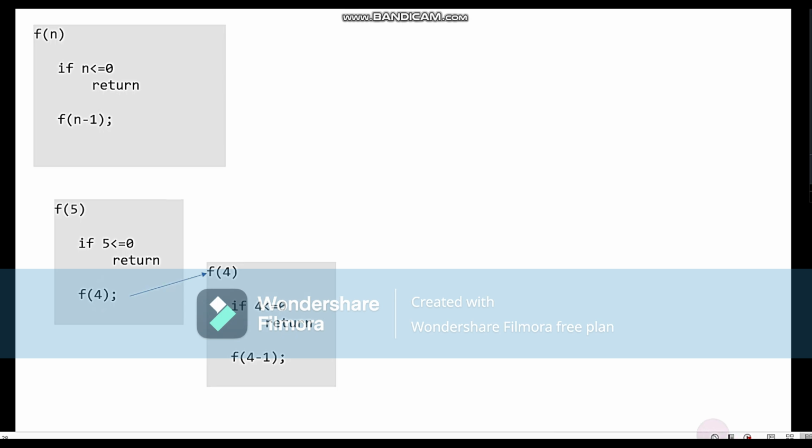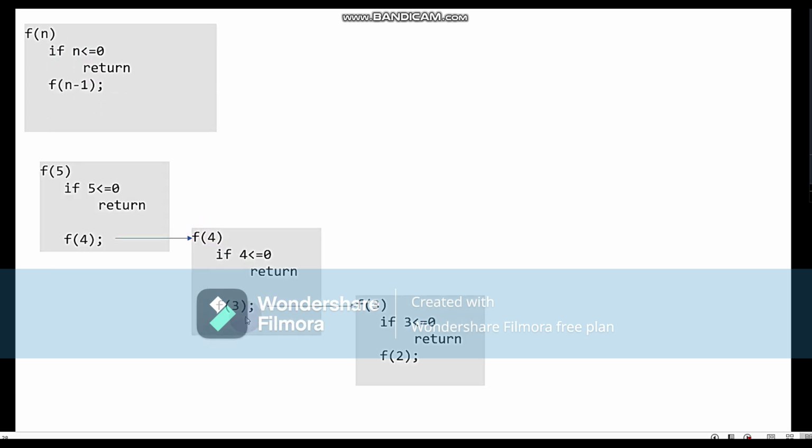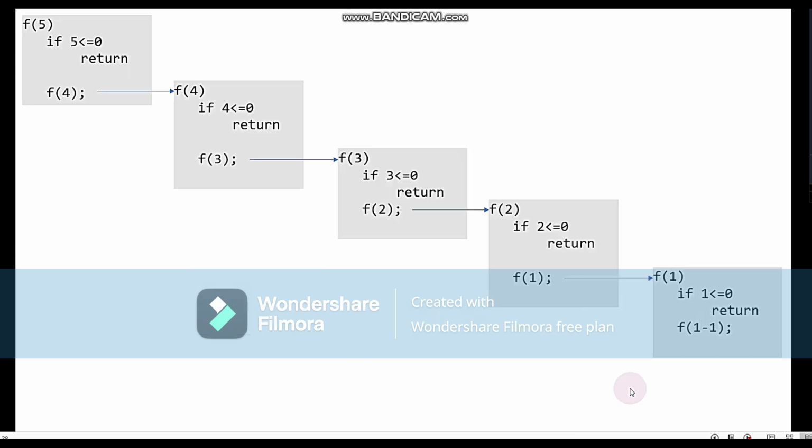Now f of 4 is called. And again this f of 4 will check if 4 is less than or equal to 0. It is not. So it will call f of 4 minus 1. And again this f of 4 minus 1, that is f of 3, is called. F of 3 will check if 3 is less than or equal to 0. It is not. So f of 2 will be called. And then again f of 2 will check if 2 is less than or equal to 0. It is not. Then it will call f of 2 minus 1, that is f of 1. And then again f of 1 will check if 1 is less than or equal to 0. It is not. So it will call f of 1 minus 1, that is f of 0.